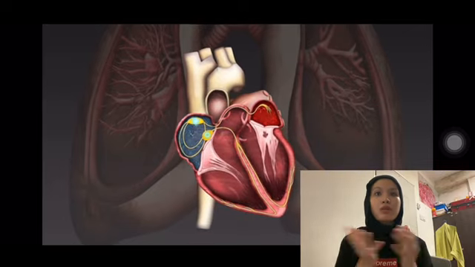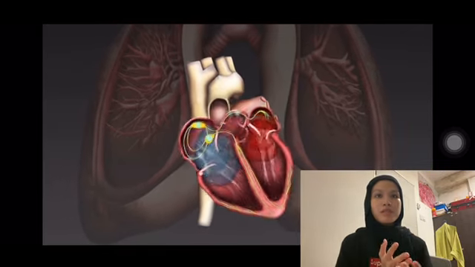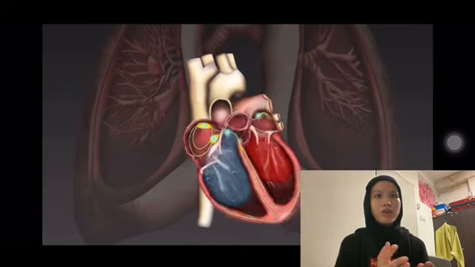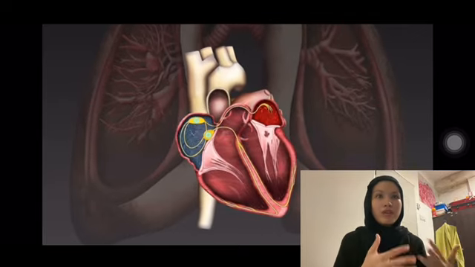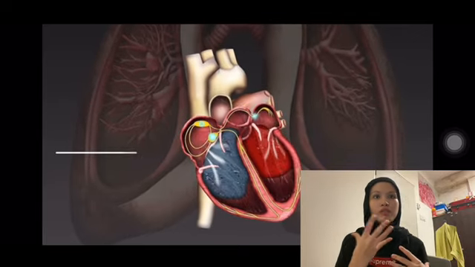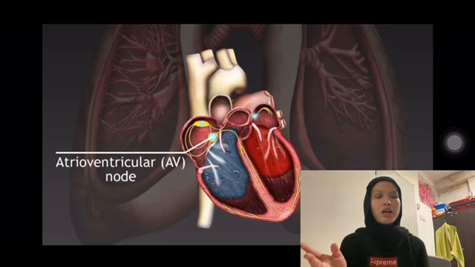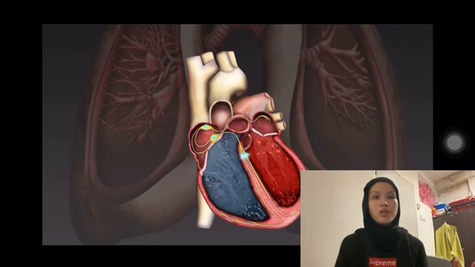Next is how it prevents rapid signals, which is by regulating the timing of electrical signals. So basically, without AV node, rapid electrical signals could travel to the ventricles, causing arrhythmias, which is abnormal heart rhythm, like atrial fibrillation and also atrial flutter.